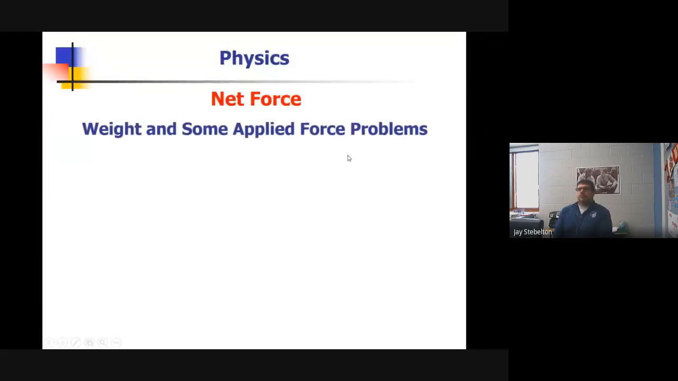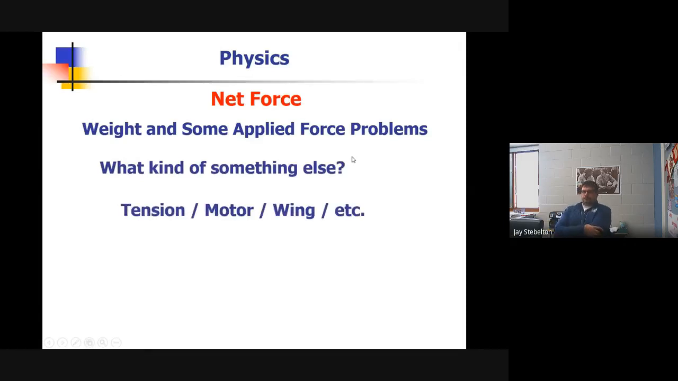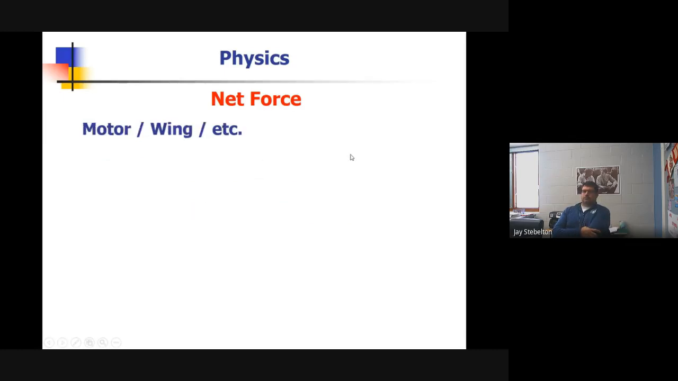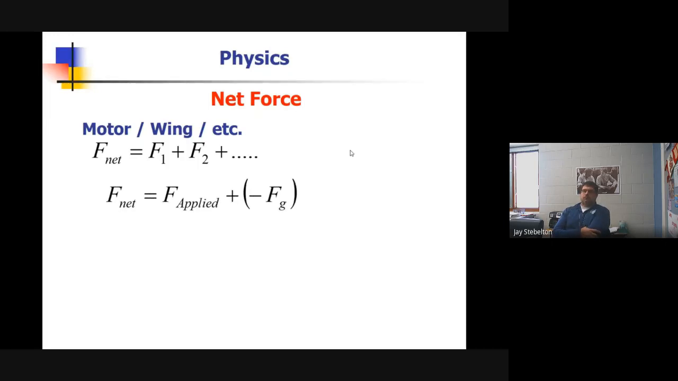So weight and some applied force problems. What kind of something else for an applied force? Well, it could be anything. It could be tension in the cable, could be the motor, could be the aircraft wings, could be the rotors on a helicopter, could be anything. Well, all net force problems start the same way. F net is F1 plus F2. One of those is positive, one's negative. And by convention, down is negative, so weight is negative. I could just jump to F net as the force applied minus the weight.